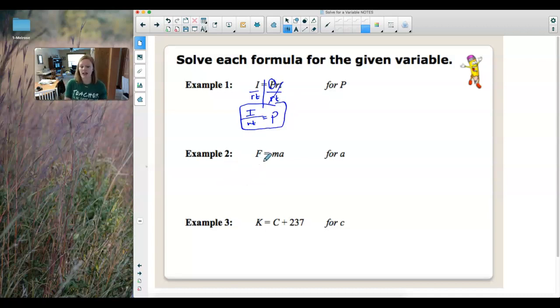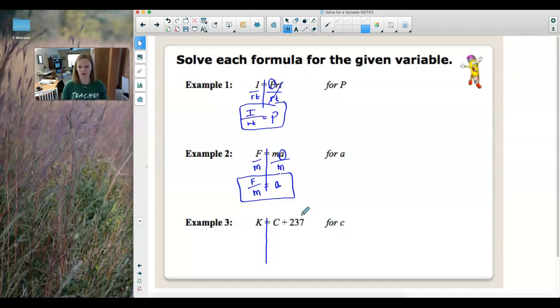The next one, F equals MA. Force equals mass times acceleration. You probably learned that in science class. We are going to circle the A because that's what we want to solve for. That means I need to get rid of the M. To get rid of the M, we're going to divide by M on each side. And A equals F divided by M. That is your answer. On your homework today, you're going to use Kami again to show your work. I need to see it all worked out. I need to see the steps.